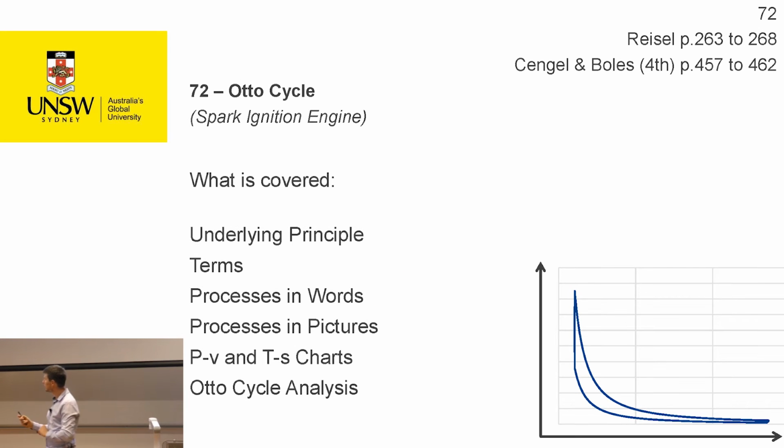Otto cycle. So, spark ignition engine. Otto is the name of the person who said, let's describe the cycle in this way. It's got some underlying principles that he envisaged. We're going to introduce some terms.